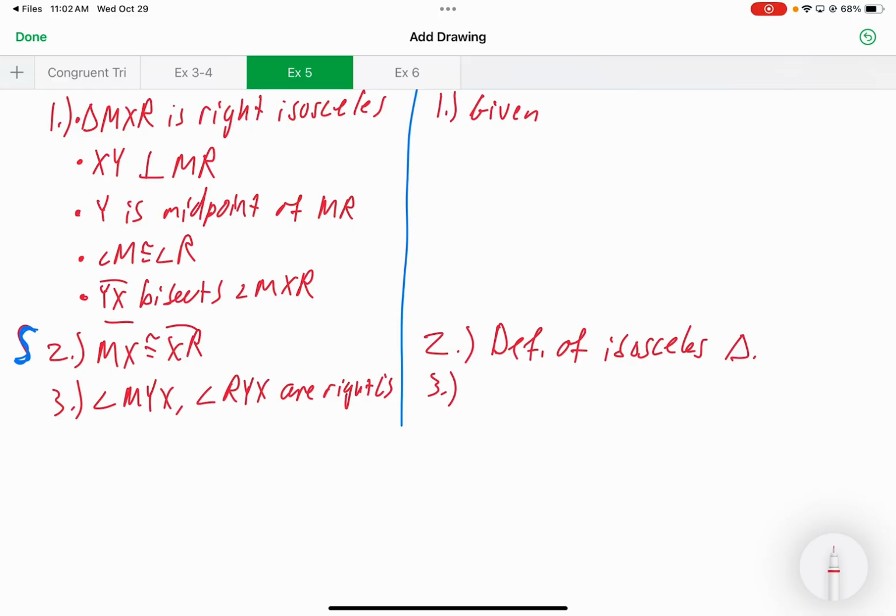Now, how could I say that? How did I know that? I know this is a boring one. Definition of what? Not quite. What did they give you? They gave you that those lines were perpendicular. So that's what we're going to use. Definition of perpendicular.